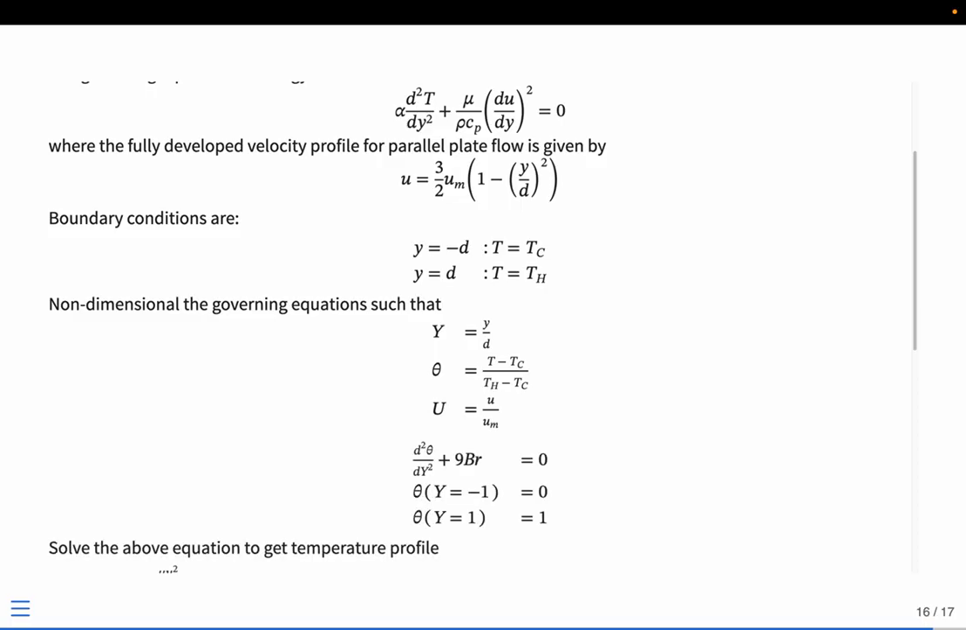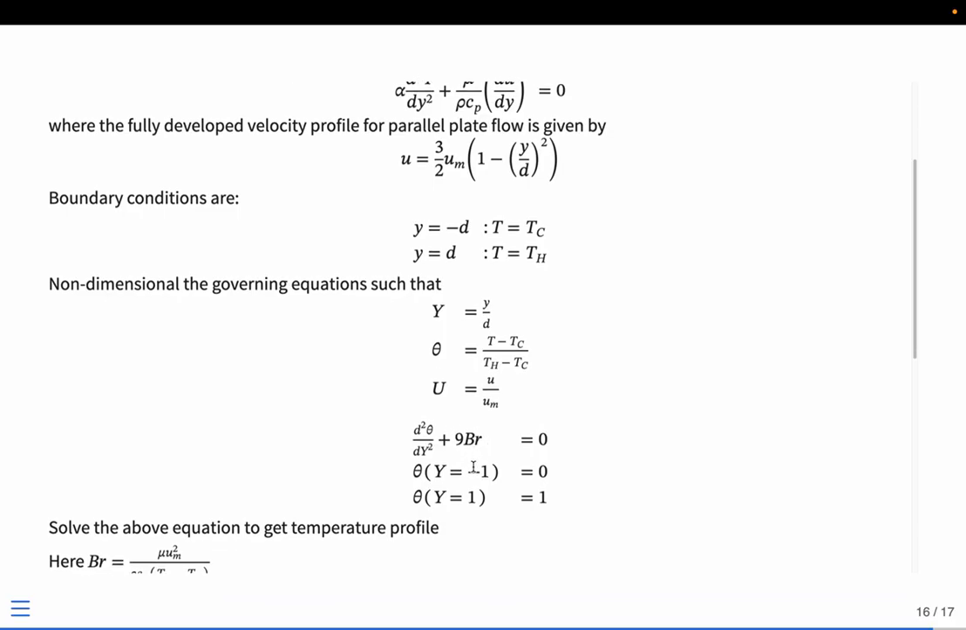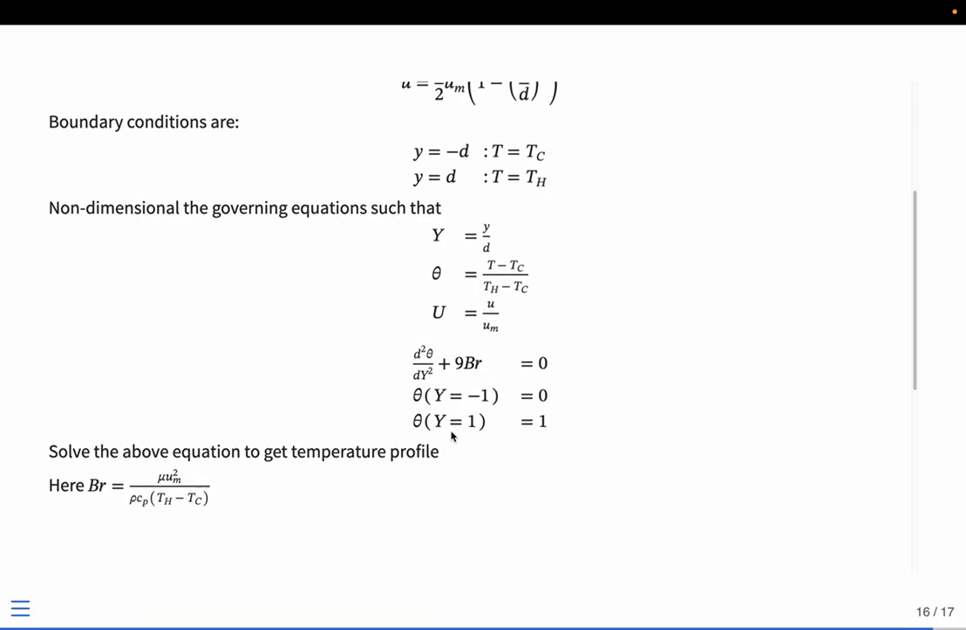If you do the non-dimensionalization, I have only one parameter here, that is the Brinkman number, that needs to be varied. So unlike the previous problem, here this is a constant source term. So this is very straightforward to solve.